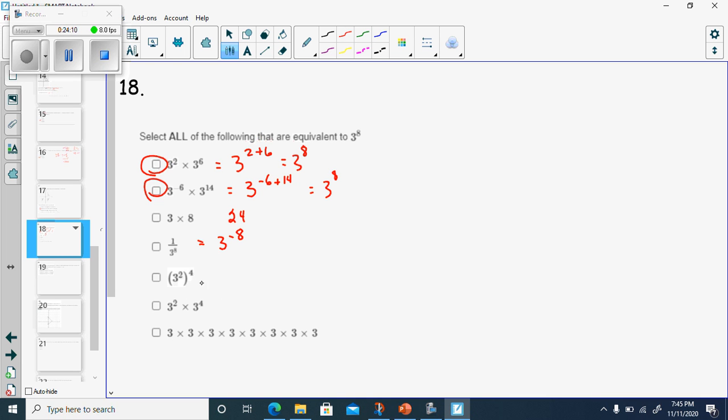When I raise a power to a power, I keep my base and I multiply my 2 exponents, 2 times 4. So that's 3 to the 8th power. That's what we're looking for, 3 to the 8th power. In this case, I'm multiplying and I have the same base, so I add my exponents. That would be 2 plus 4. That's 3 to the 6th power, not what we're looking for. Here I've got 3 to the 1, 2, 3, 4, 5, 6, 7, 8th power. There's 3 to the 8th power. All of those are equivalent.